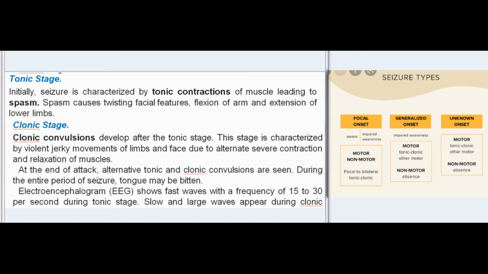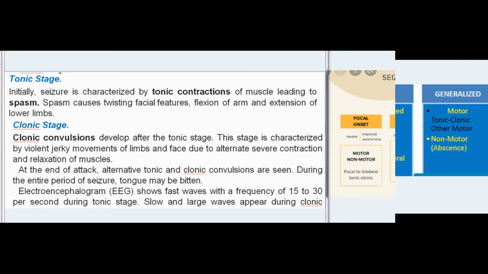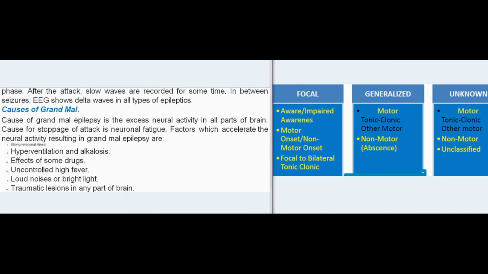Electroencephalogram, EEG, shows fast waves with a frequency of 15 to 30 per second during tonic stage. Slow and large waves appear during clonic phase. After the attack, slow waves are recorded for some time. In between seizures, EEG shows delta waves in all types of epileptics.